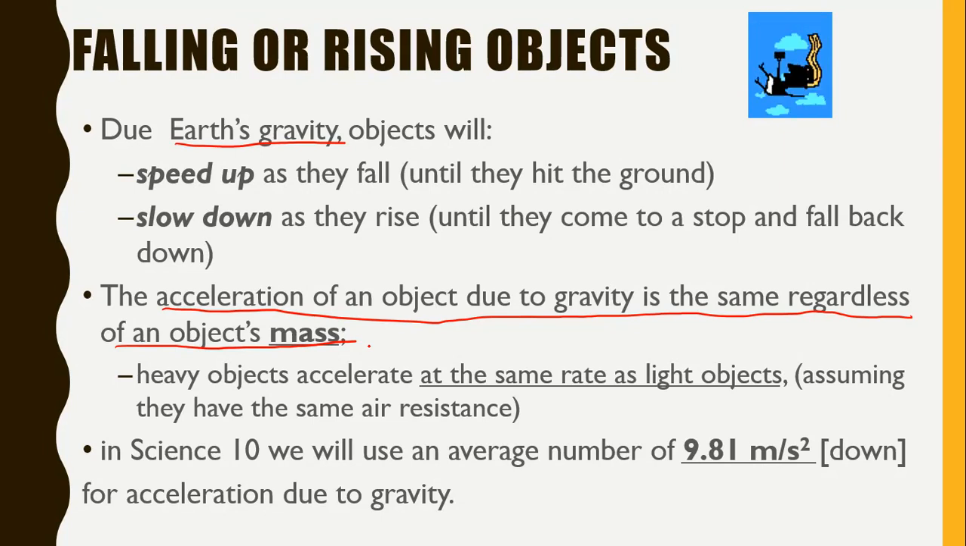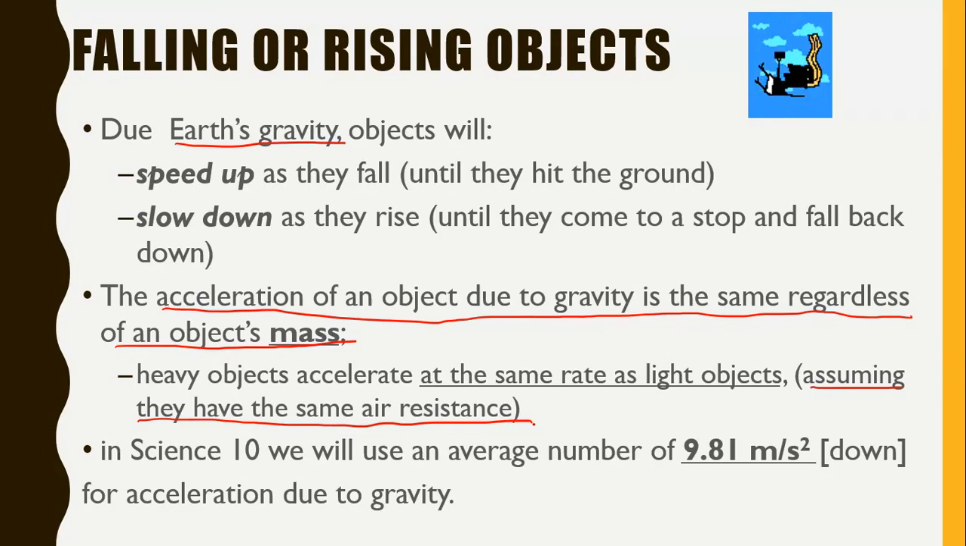Now, here's the kicker, you guys. Assuming they have the same air resistance. Obviously, if I were to drop a bowling ball out of a window and I were to drop a feather out of a window, which is going to hit the ground first? The bowling ball. But I thought I just said gravity pulls on them both the same, regardless. They do, but the feather has more air resistance, so it's going to fall slower. If this were to happen in a vacuum, they would both fall at exactly the same rate.